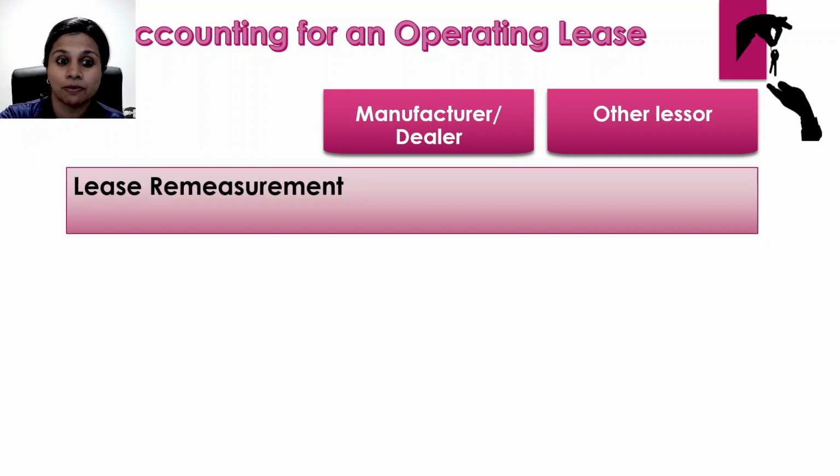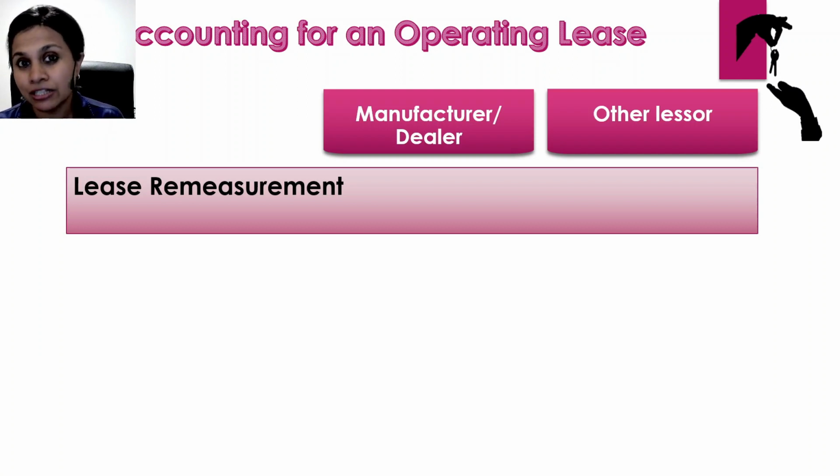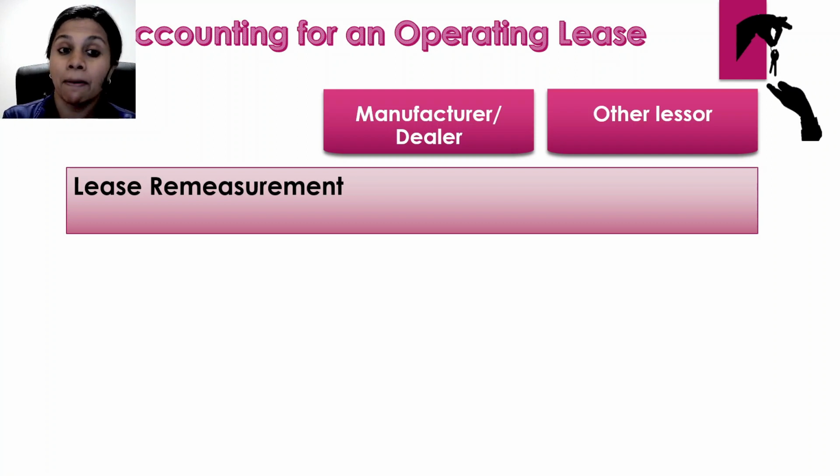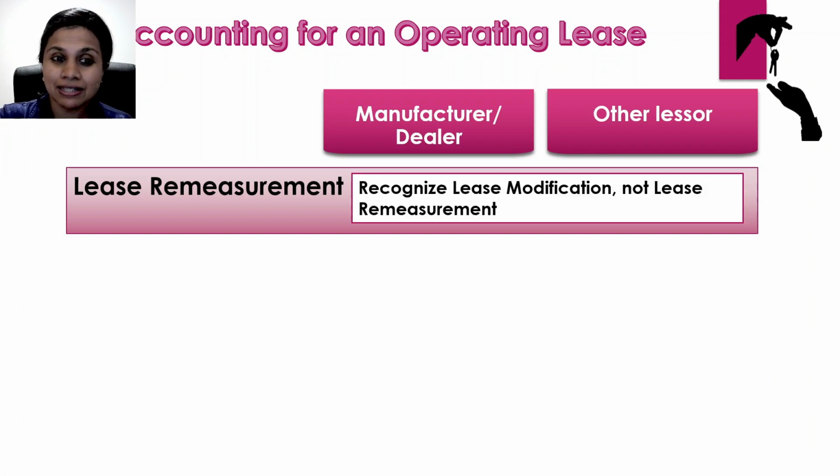Finally, we discussed the topic of lease remeasurement. So, just like in a finance lease, in an operating lease also, the lessor is not supposed to recognize lease remeasurement or a change in the lease based on a reassessment of assumptions made at the inception. But a lessor is to recognize a lease modification, which is a change in the original lease term, scope, or consideration. Right. Now with this, we go and solve an accounting example.